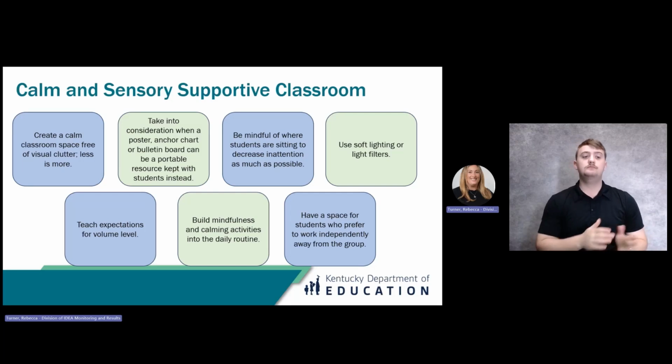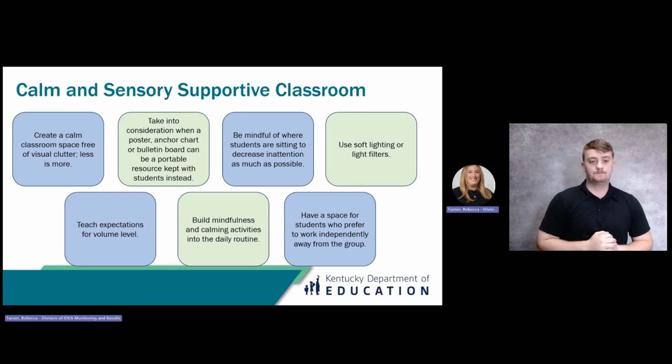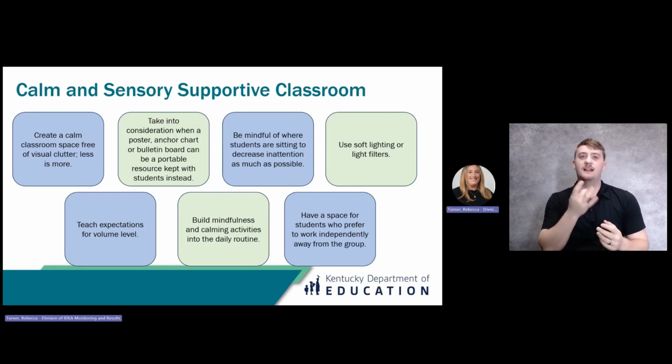Be mindful of where students are sitting. A student who elopes or is easily distracted by visual stimuli may need a seat away from a door that frequently opens. A student who has difficulty focusing and attending may need to sit with fewer peers or closer to staff. Use soft lighting or light filters when available to create a calming space.